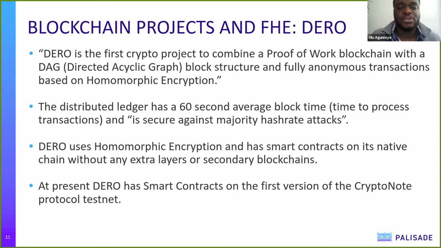So this distributed ledger that they've created, this project called DERO, has a 60-second average block time, meaning it takes roughly 60 seconds for each block to form and be added to the chain and create something called immutability, an immutable record, meaning this cannot in any way, shape, or form be altered or deleted, as we've discussed previously, which is a property of blockchains in general. DERO uses homomorphic encryption and has smart contracts on its native chain without any extra layers or secondary blockchains.